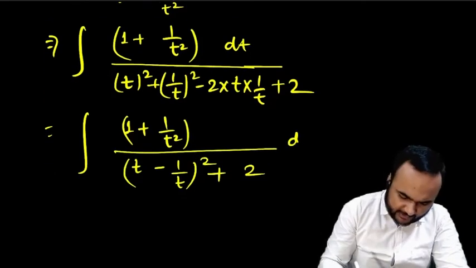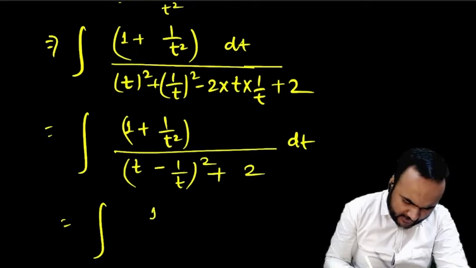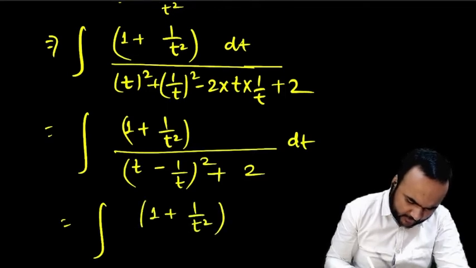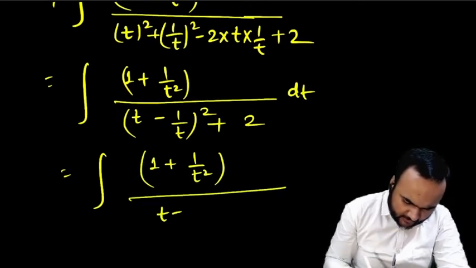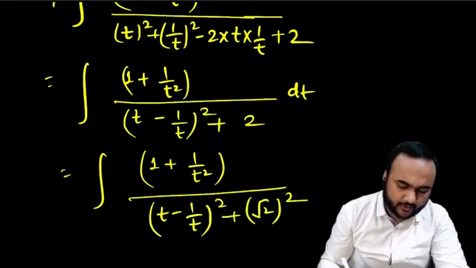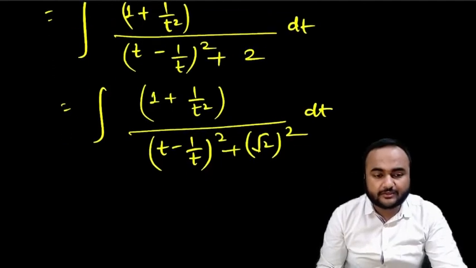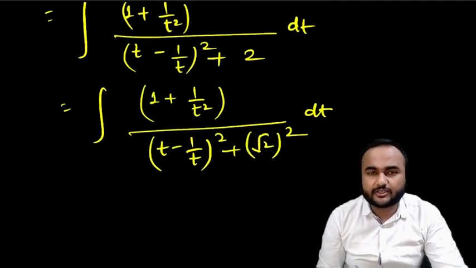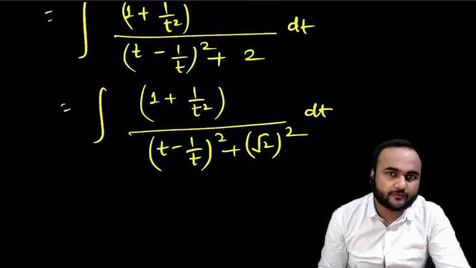dt. So I can write this integration as 1 plus 1 by t square, t minus 1 by t whole square plus root 2 whole square, into dt. Now this question can be converted into integration of a particular function.